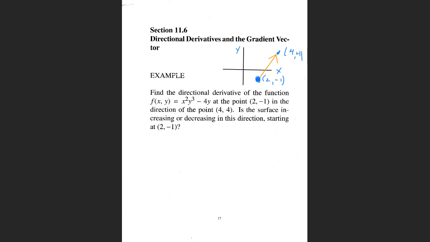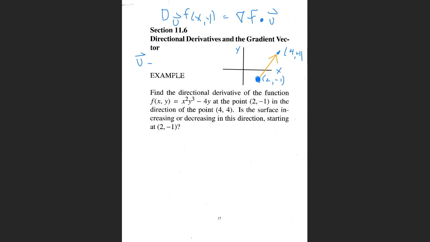So what's the first thing we need to do for the directional derivative? Remember how the directional derivative is defined. The directional derivative is equal to the gradient vector dotted with the vector u. Well, certainly, we need to find partial derivatives, but also we need our u vector.